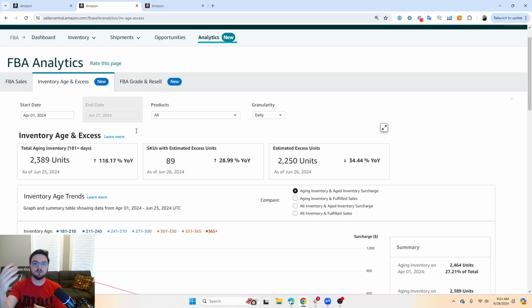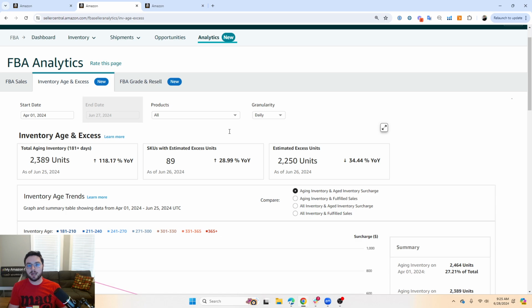So anything over 6 months. Amazon, if it was a perfect world, would love if everyone had between 3 and 6 months of inventory at all times. That is the sweet spot for them. It's also the sweet spot for most sellers as well from a replenishment standpoint. Secondarily, it will give you a very easy breakdown of how many excess unit SKUs you have. So right here you can see that we have 89. This is up nearly 30% year over year.